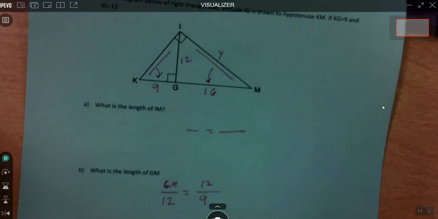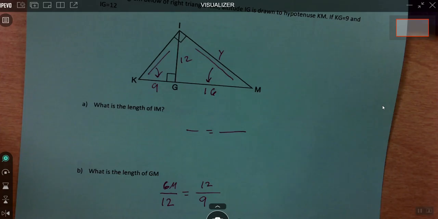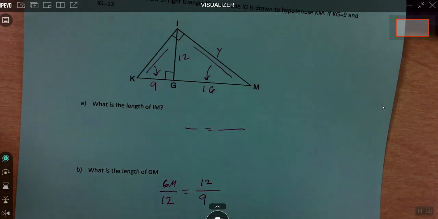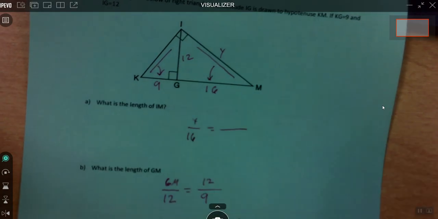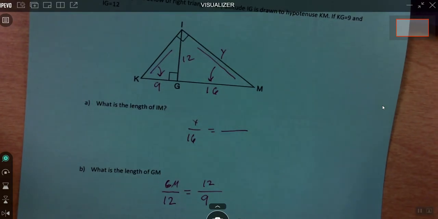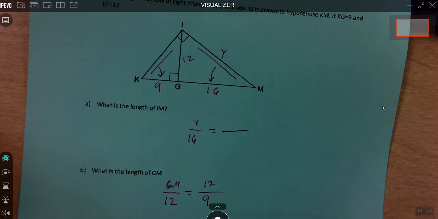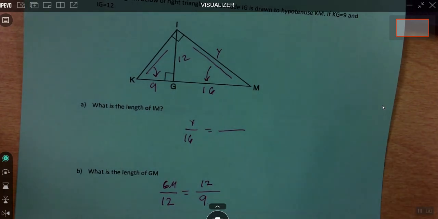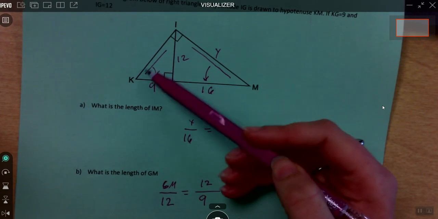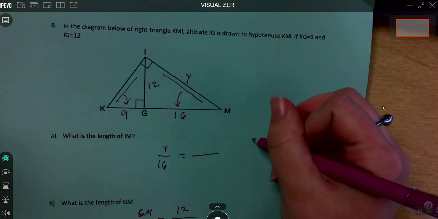What was my first step? Okay, y over 16. What's on the other side? Oh, 15. What am I missing? I'm missing this length and this length right now. I need to figure out one of them. What can I do? Say it louder, Elijah. Theorem. Yep. So what is that?